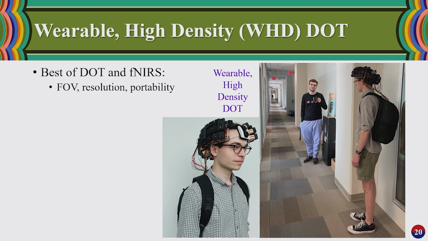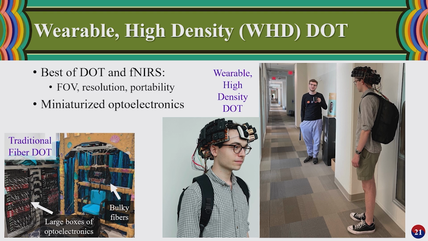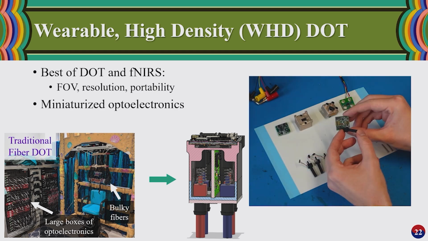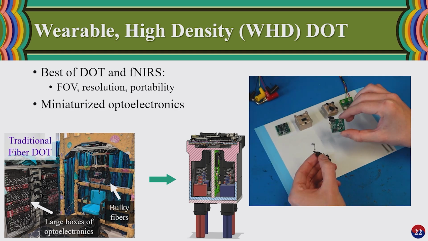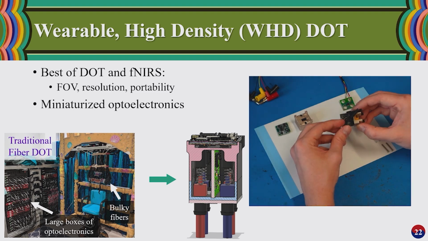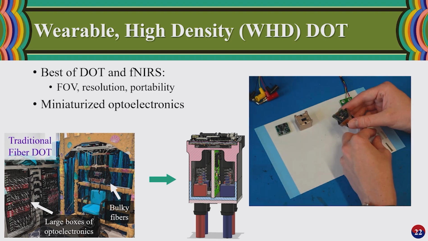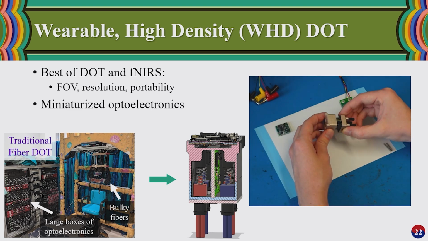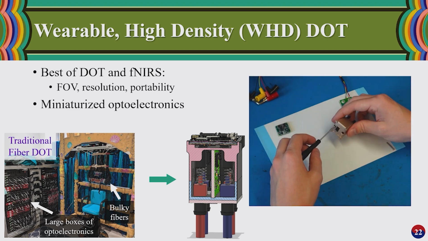We present a new wireless wearable DOT system which combines the best of DOT and fNIRS. It has the high channel count and resolution of traditional DOT combined with the portability and lightweight of fNIRS. Instead of the usual heavy racks of electronics and bulky fibers, we have condensed all of the optoelectronics down into small, lightweight modules that fit into a lightweight cap. This new device is completely untethered and portable. It's powered by a battery carried in a backpack, and because of this, participants can move, walk, and interact with their environment in naturalistic ways not previously feasible.